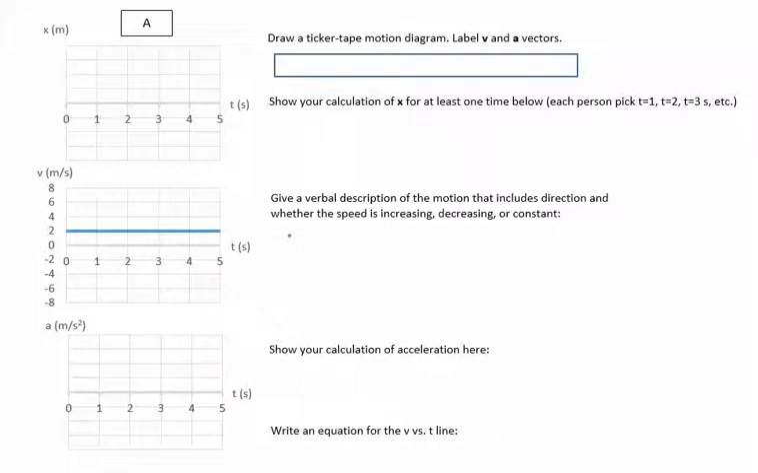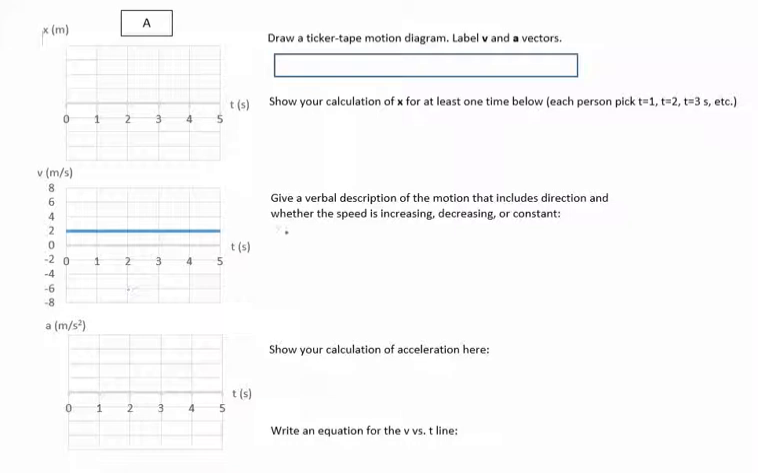Alright students, we're going to do a couple of examples together here so that you get into the flow of it. So in this first part A, we can see that we are given a velocity versus time graph where it's a constant velocity of 2 meters per second. And that occurs for 5 seconds. So let's start with this. Give a verbal description of the motion that includes direction and whether the speed is increasing, decreasing, or constant.